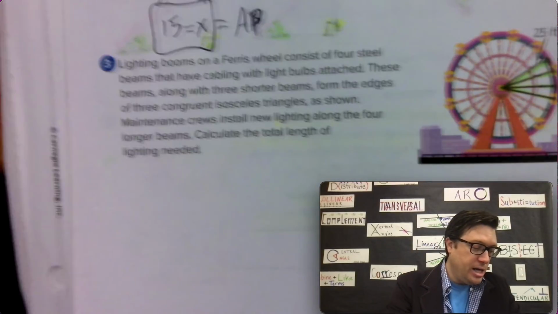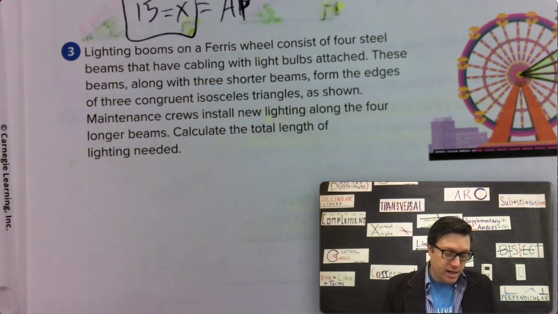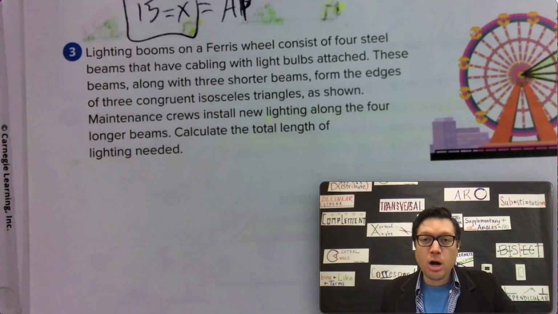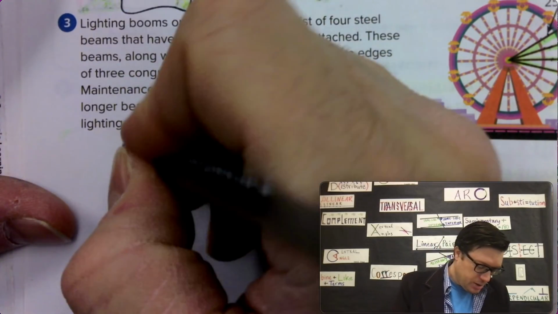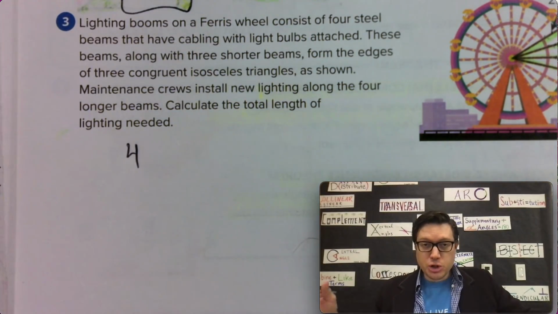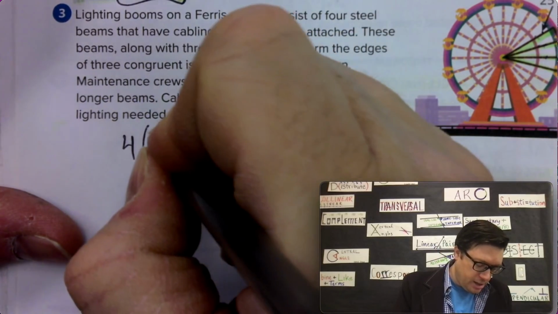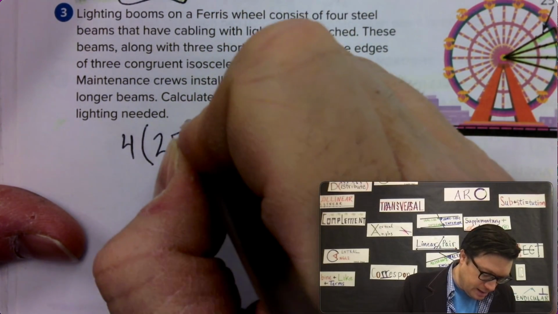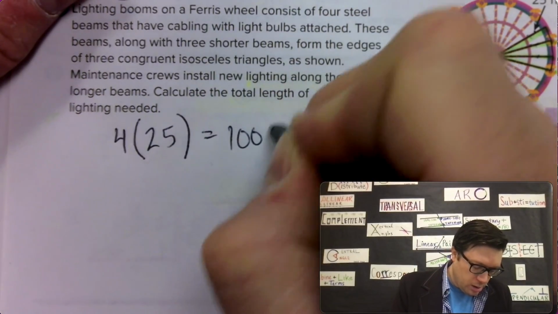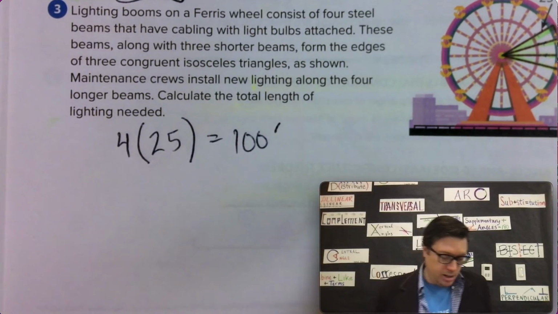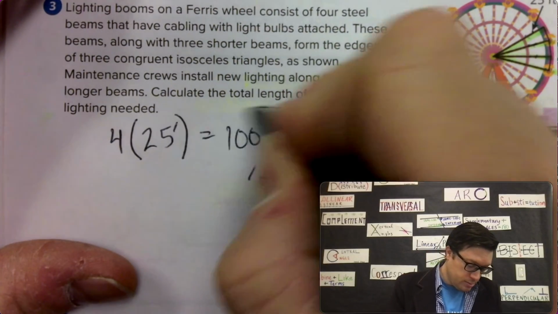So by the isosceles triangle theorem, which says that if you have an isosceles triangle, then the two sides of the triangle are congruent. And there are, in fact, 1, 2, 3, 4 of them. So 4 sides are the same because there's multiple triangles, right? And then they're all 25 feet in length. So when you do 4 times 25, you get the total length of lighting. This little apostrophe means feet. 25 feet. And 100. There it is.